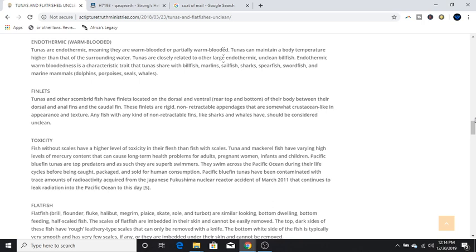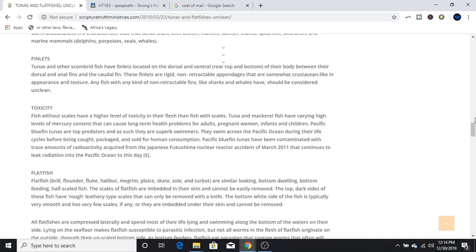Endothermic, warm-blooded. Tunas are endothermic, meaning they are warm-blooded or partially warm-blooded. Tuna can maintain a body temperature higher than that of the surrounding water. Tuna are closely related to other large endothermic unclean billfish. Endothermic warm-bloodedness is a characteristic trait that tuna share with billfish, marlins, sailfish, sharks, spearfish, swordfish, and marine mammals, dolphins, porpoises, seals, and whales.